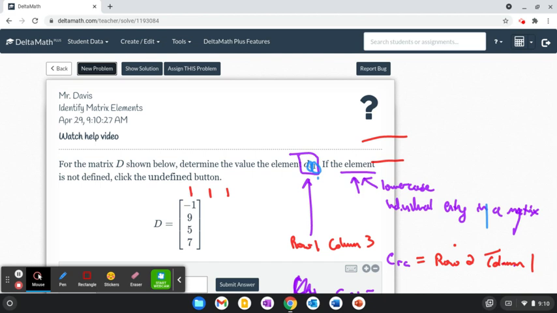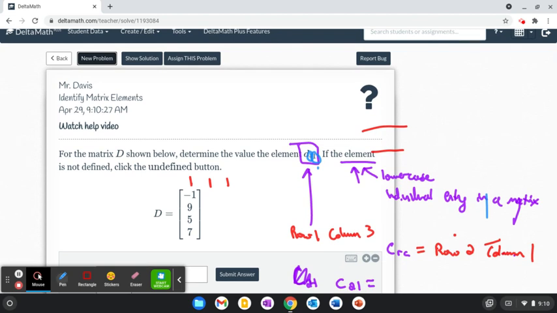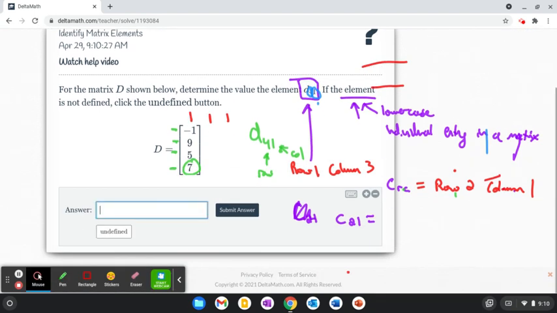All right, last one. This is D41. So this says row 4 and column 1. So row 1, 2, 3, 4. All right, now column 1 just means we're going to be in that first one. So we don't have to worry about going any further. So row 4, column 1 would be the number 7.